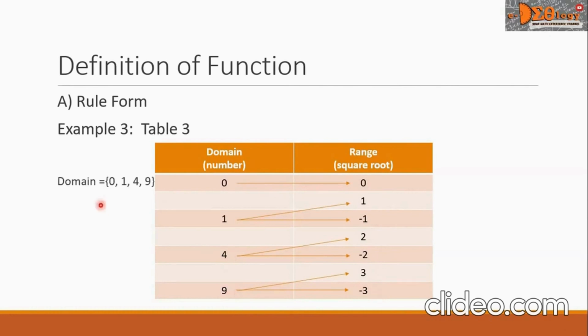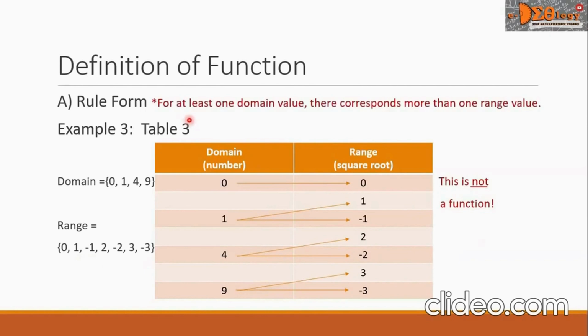In here, the domain is the set 0, 1, 4, and 9. For the range, the elements are 0, 1, -1, 2, -2, 3, and -3. This is not a function because for at least one domain value, there corresponds more than one range value. This is our final answer.